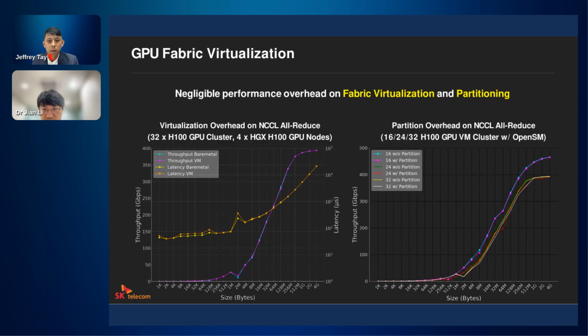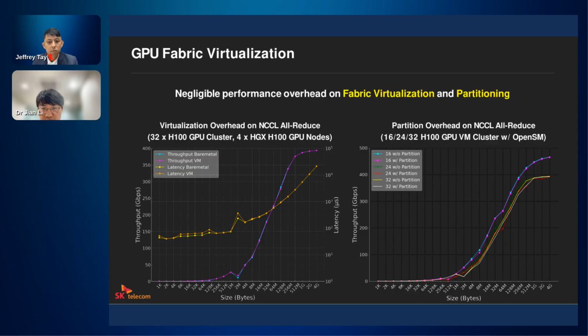So what we are looking at are the NCCL all-reduce benchmarks run across multiple HGX H100 nodes, comparing bare metal to a Petasus-created virtual machine. On the left, the throughput and latency curves for a 32-GPU cluster show the VM and the bare metal lines tracking almost perfectly. On the right, we compare the cluster size and the partitioning. Again, the throughput curves with and without partitioning are essentially overlapping.